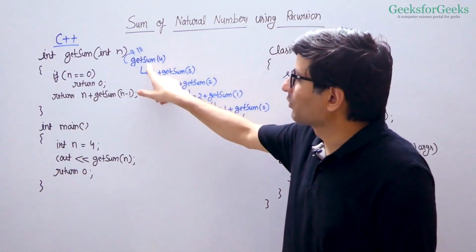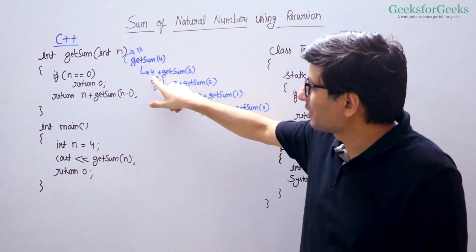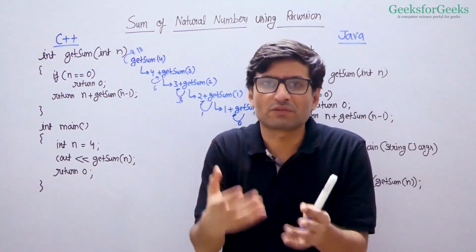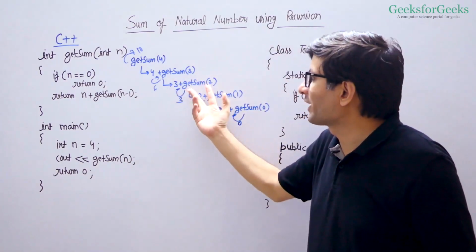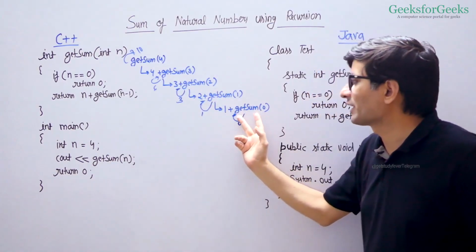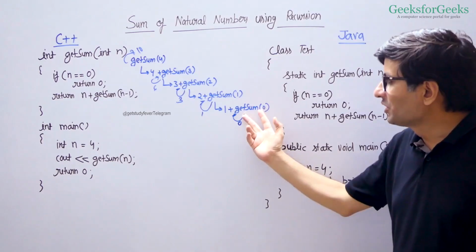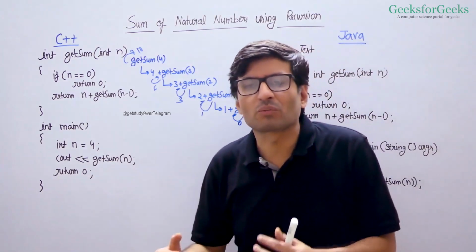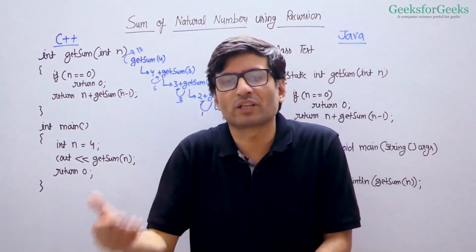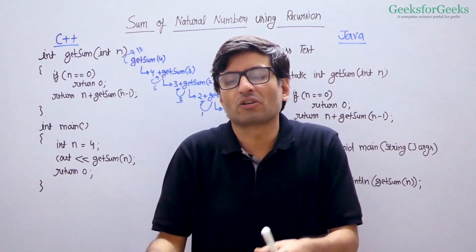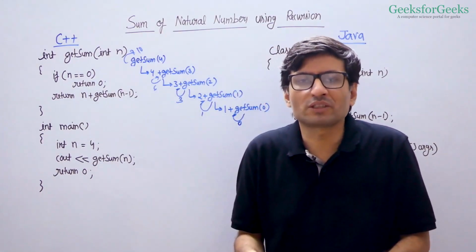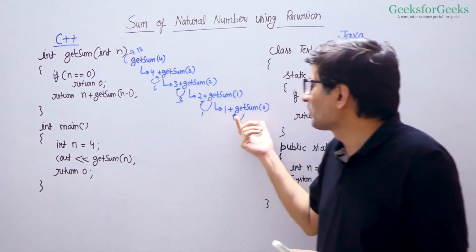We call get sum 4. Get sum 4 is going to call 4 plus get sum 3, right? Whatever get sum 3 returns, it's going to add 4 to it. Get sum 3 is going to call get sum 2 and add 3 to it. Get sum 2 is going to call get sum 1 and get sum 1 is going to call get sum 0. When get sum 0 is called, we cannot break this problem further into smaller problems because there can be 0 natural numbers, 1 natural number or 2 natural numbers, right? Not less than 0. So when you have input as 0 natural numbers, your output is 0. And this becomes our base case.